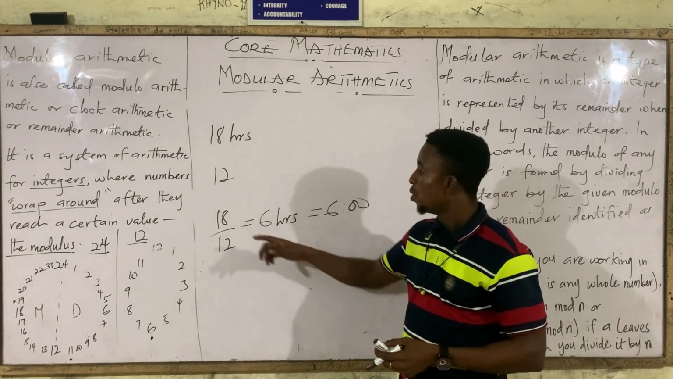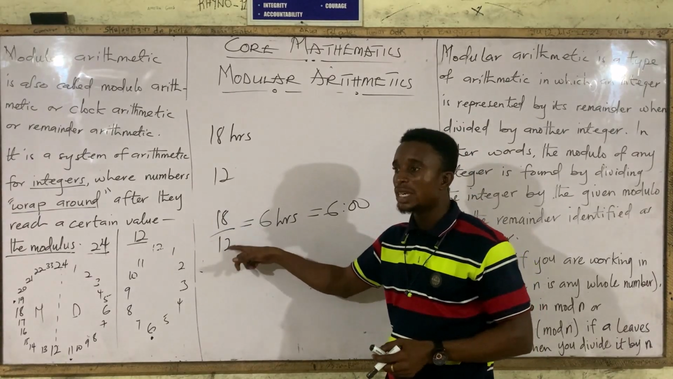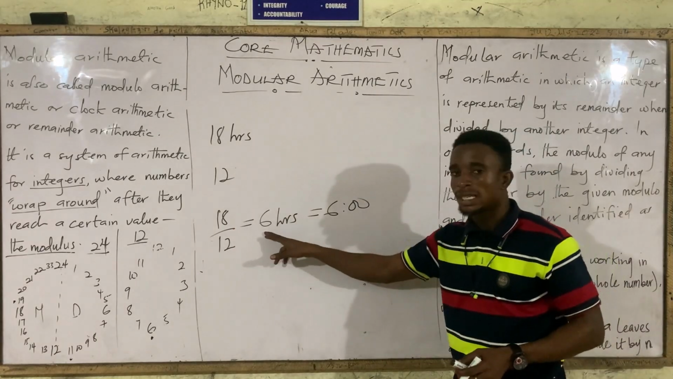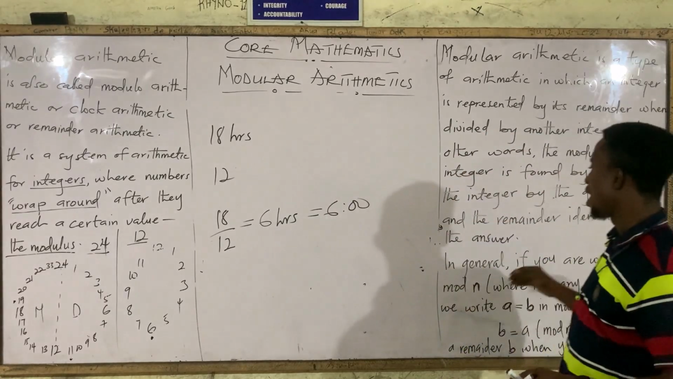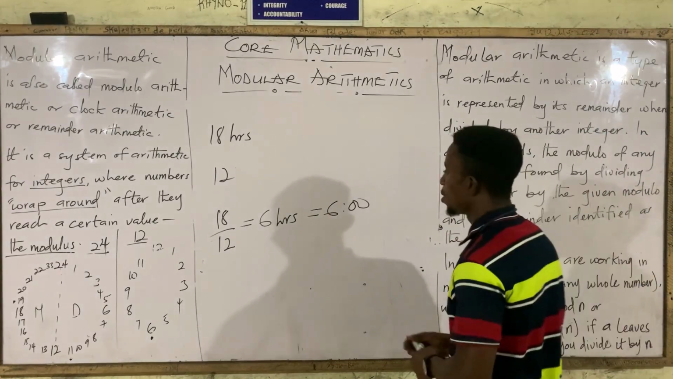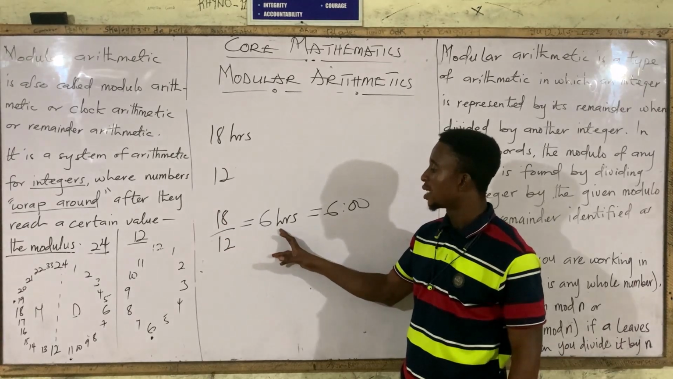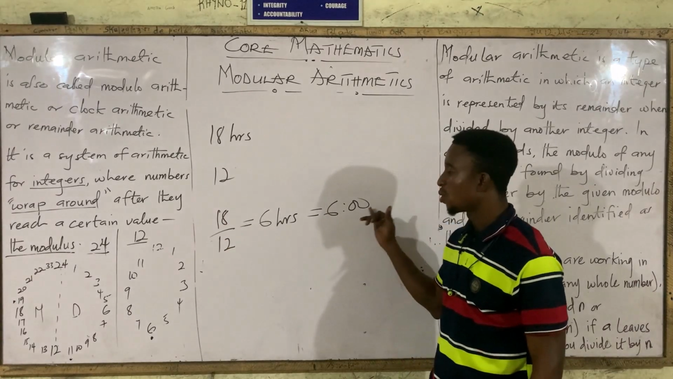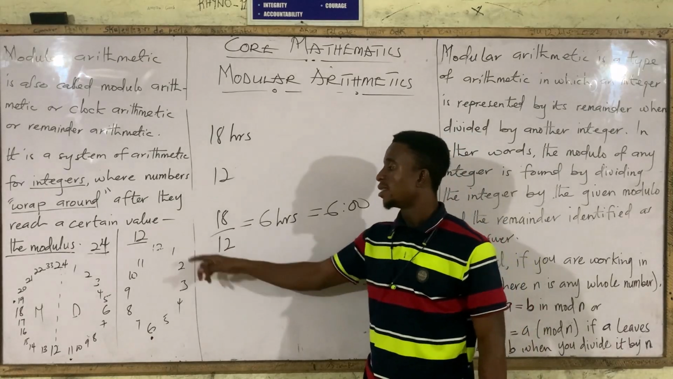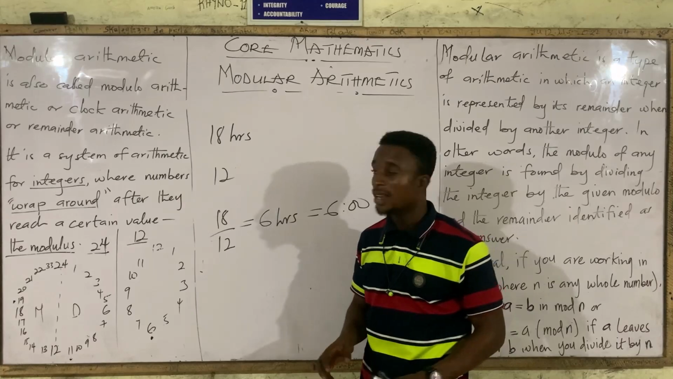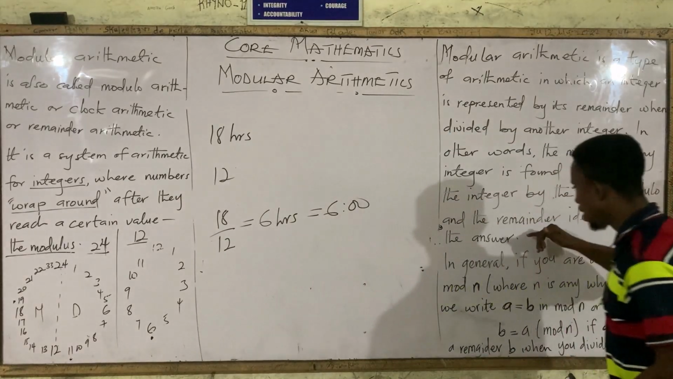What did we do? We took the integer, then we divided by the modulo, and we got the remainder as our answer. Are we getting that? So that is that. So 18 over 12 is equal to 6 hours or 6 o'clock. That is in the 12-hour clock. Please, do we get that? Okay, so that is that by this one.